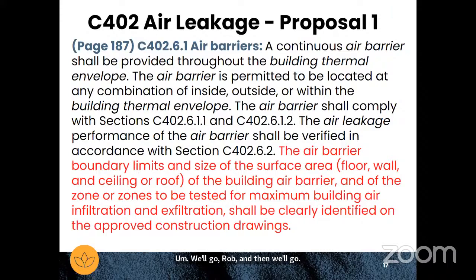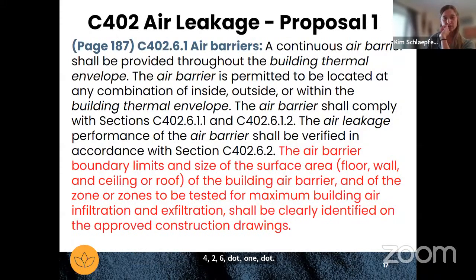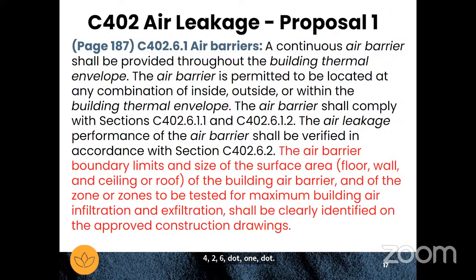Yeah, quick question. In looking at the code, how does the area in red differ from any of the requirements in C402.6.1? I think it's a full edition. So none of the language in red currently is in the 2024 code. Is that your question, Rob? No, no, no. My question is, how is what we're adding in red additive to what's already required in C402.6.1?